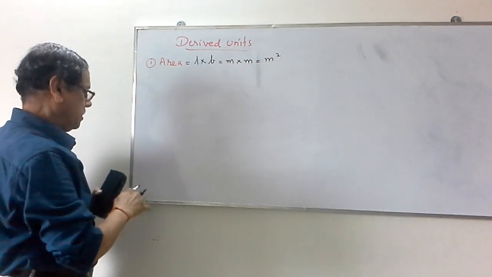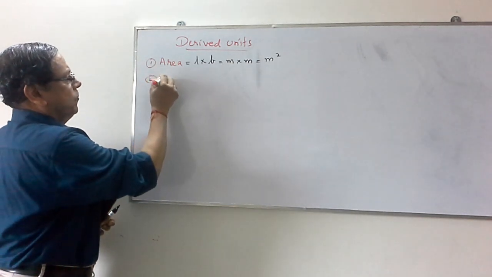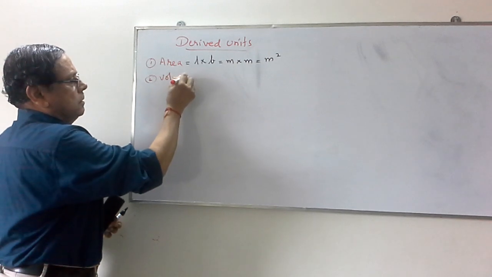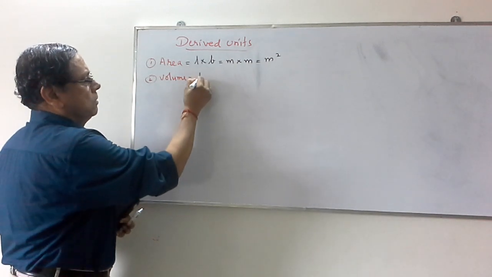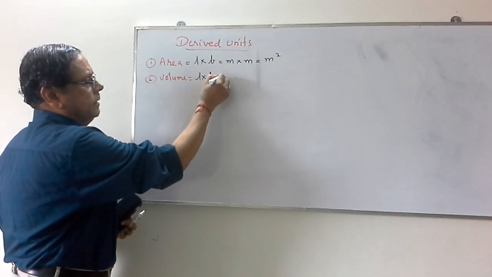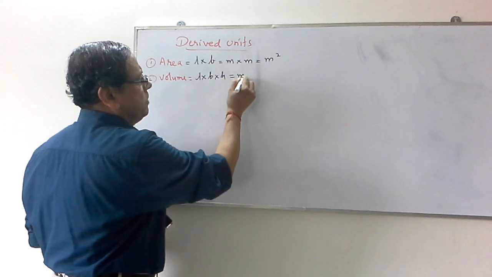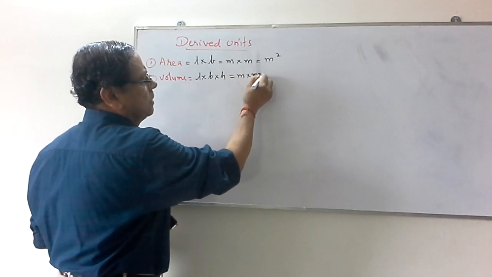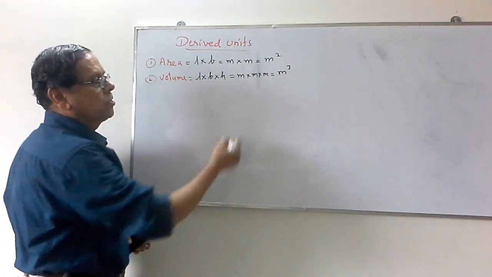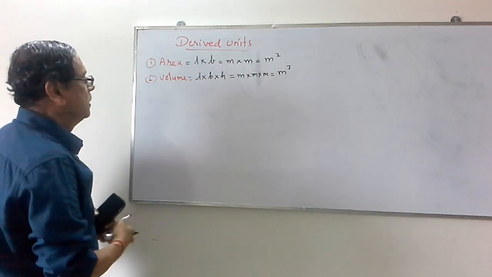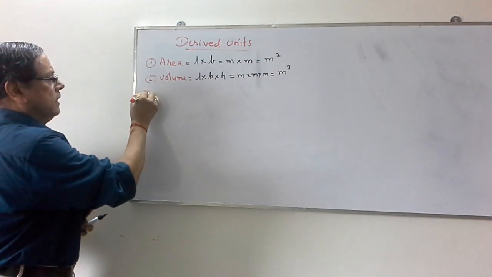Then we have this second one, volume. Volume of a vessel is measured in terms of length into breadth into height. So this is again meter into meter into meter, that is equal to meter cube, also called the cubic meter. Then we have the third one, density.